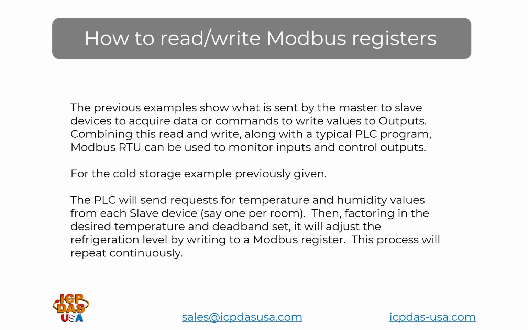The previous examples show what is sent by the master to slave devices to acquire data or commands to write values to outputs. Combining this read and write along with a typical PLC program, Modbus RTU can be used to monitor input and control outputs.